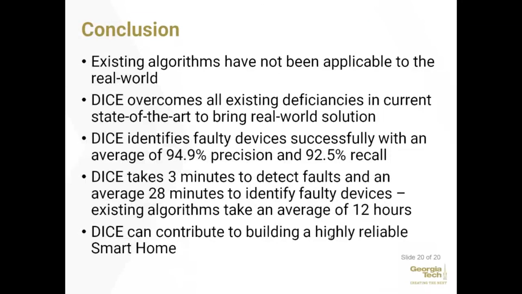So essentially, existing algorithms have not been applicable to the real world. Many times users would have to label the data collected manually to make the algorithms work, and that's really not user-friendly. DICE overcomes all existing deficiencies in the current state of the art, bringing this real-world solution. As I've said, DICE identifies faulty devices successfully with an average of 94.9% precision and 92.5% recall. DICE takes about 3 minutes to detect faults and an average of 28 minutes to identify faulty devices. That's the identification phase. Existing algorithms take an average of 12 hours for both of those, and DICE can contribute to building a highly reliable smart home.